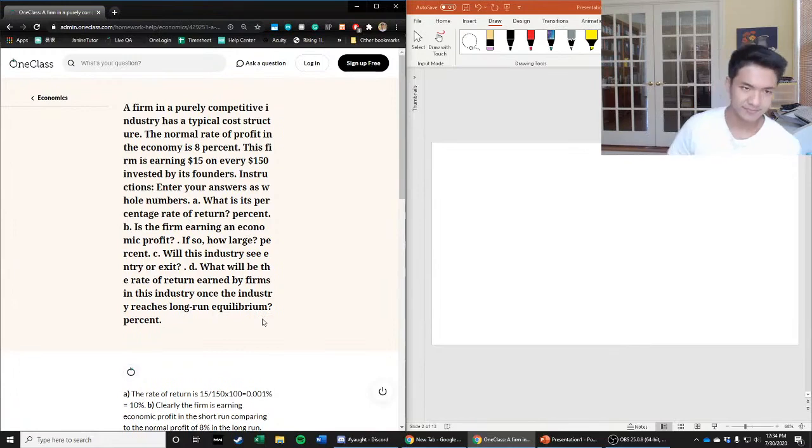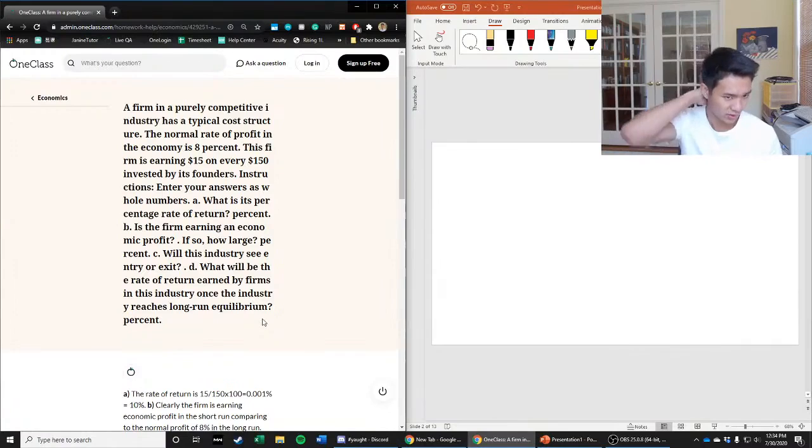The next question says, a firm in a purely competitive industry has a typical cost structure. The normal rate of profit in the economy is 8%. This firm is earning $15 in every $150 invested by its founders. Instructions: enter your answer as whole numbers. A, what is its percentage rate of return? B, is the firm earning an economic profit? If so, how large and what percentage? C, what was industry entry or exit? D, what will be the rate of return earned by firms in this industry once the industry reaches long-run equilibrium?